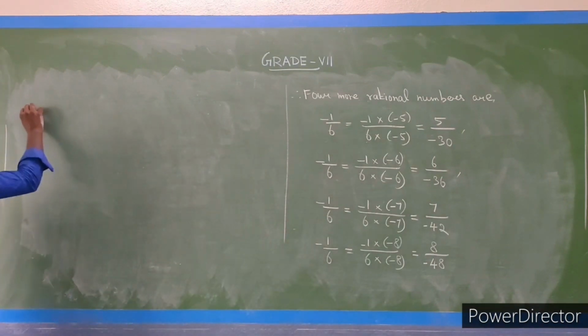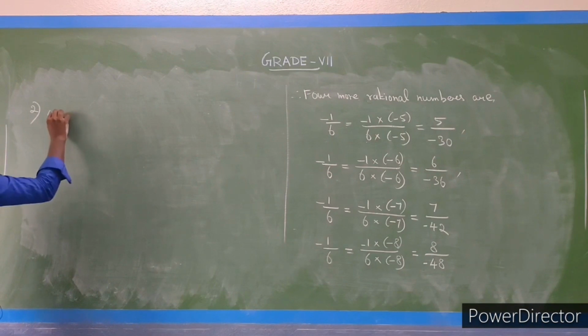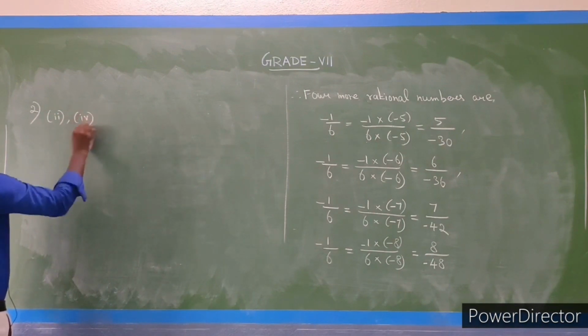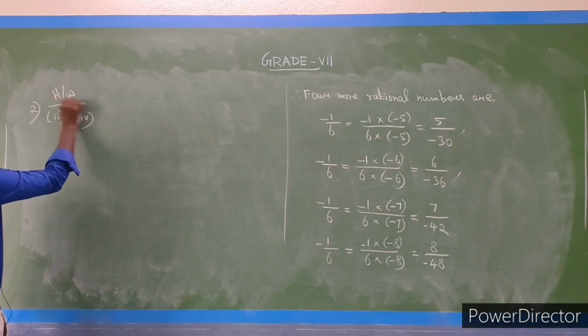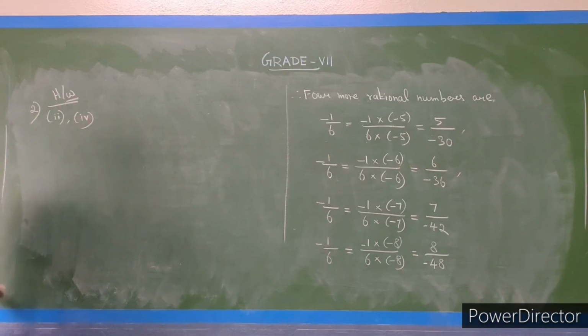Next in this pattern, in our second pattern, second Roman and fourth Roman is your homework sum.